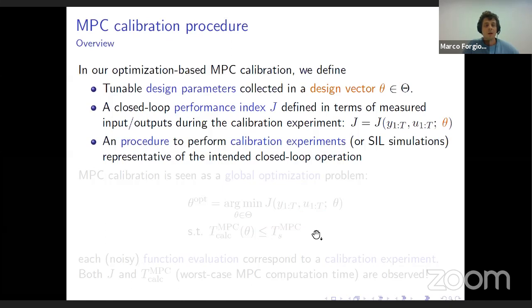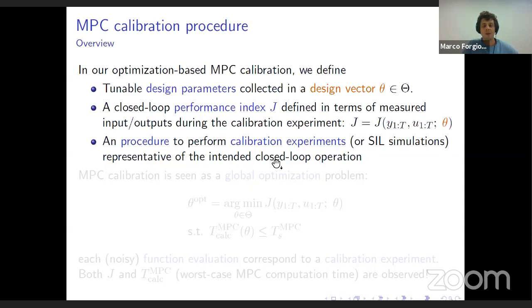So in order to run our procedure for MPC calibration, we need to define some things. We need tunable design parameters, and we already have identified them. We collect them in a vector, a design vector theta. Then we need to be able to measure how the performance goes in one experiment, and we define a performance index J that is a function of the measured inputs and outputs during an experiment, but it's also indirectly a function of our design choices. And indeed, we want to optimize this J with respect to theta in the end.